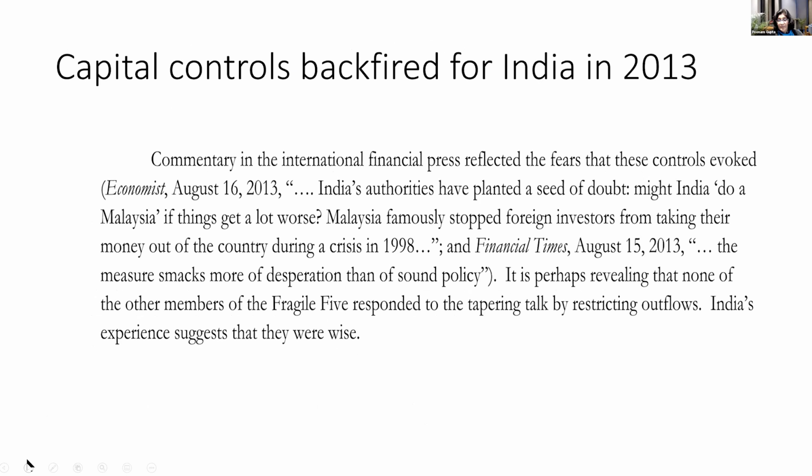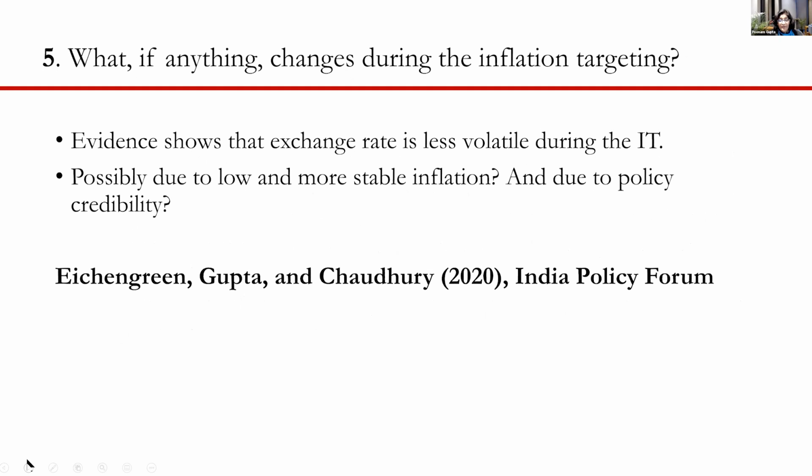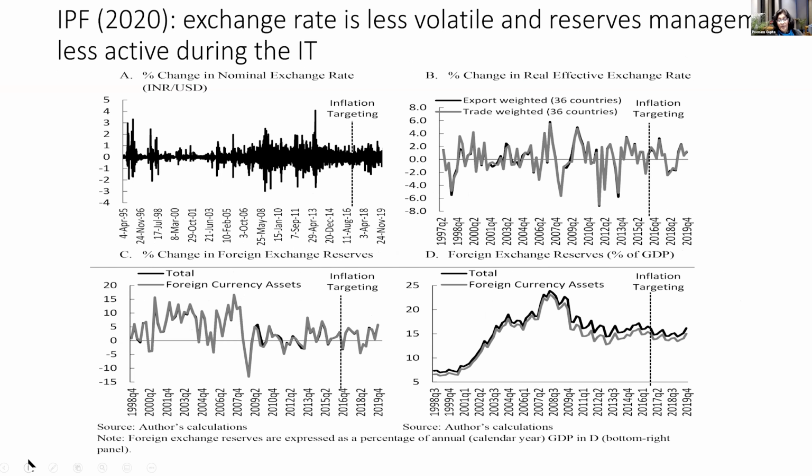So it just supports the point that I'm trying to make, that capital controls during an event is not necessarily a good idea. What, if anything, changes during inflation targeting? In fact, my reading of the literature is that the exchange rate is a bit less volatile during an inflation targeting framework. And I attribute it to low and more stable inflation, which means that inflation does not translate into nominal exchange rate movements. It could also be due to policy credibility.